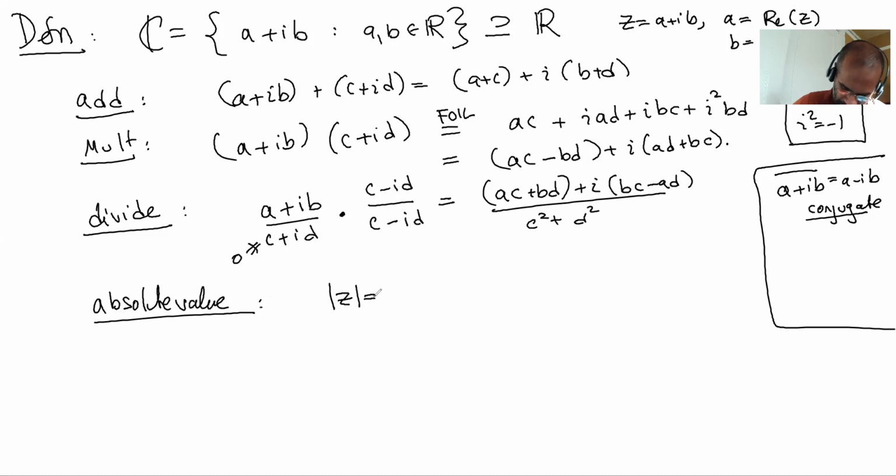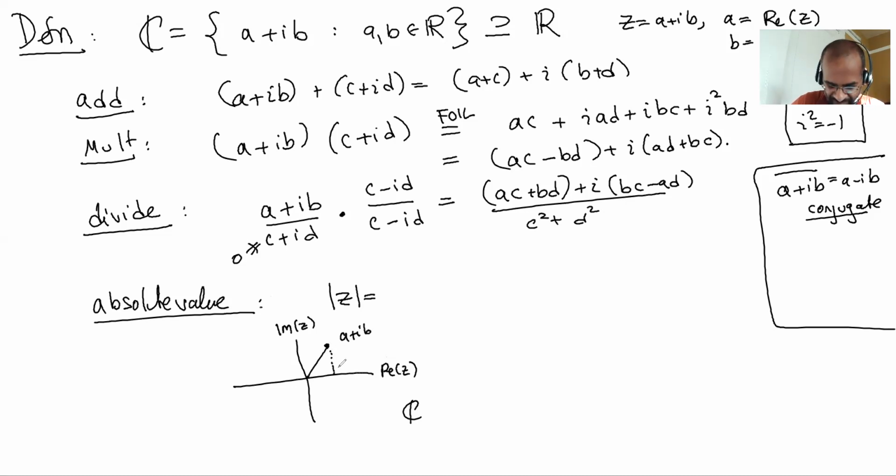So this corresponds to a picture. There's a complex plane where you have the real axis and the imaginary axis. And a complex number, a plus ib, you can think of it as a vector with coordinates a and b. And so then the magnitude is the length of this line, which by the Pythagorean theorem is the square root of a squared plus b squared. So those are the complex numbers.